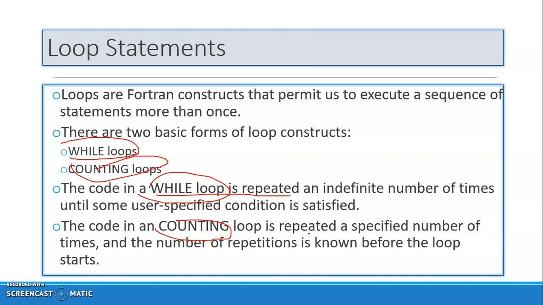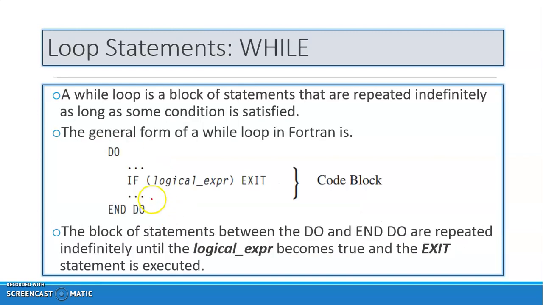It has a specified number of times that the loop is allowed to execute, and that information, the number of times it is going to execute, is known prior to the execution of the program. We are going to see how the two differ by looking at the structure as well as examples where the two can be used. Starting with the while loop.